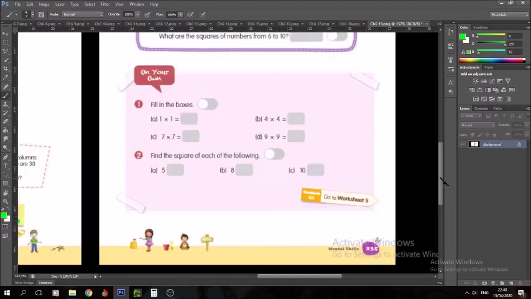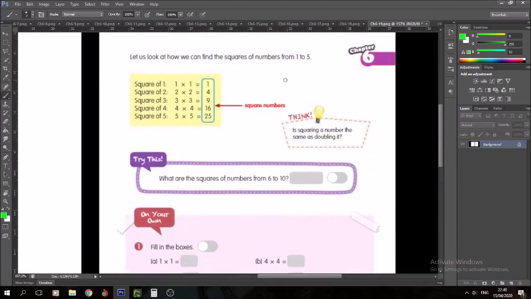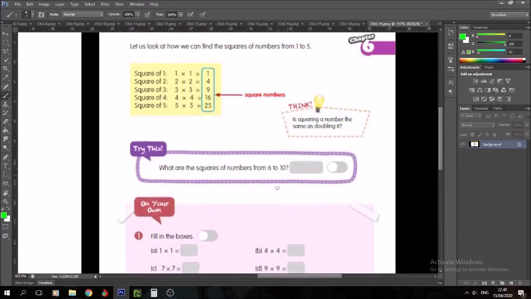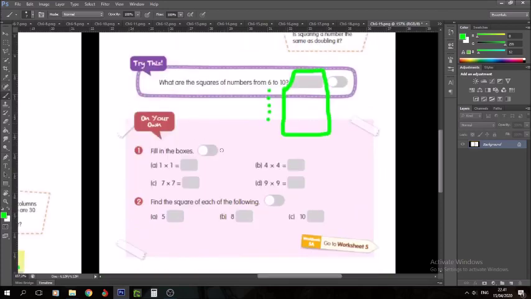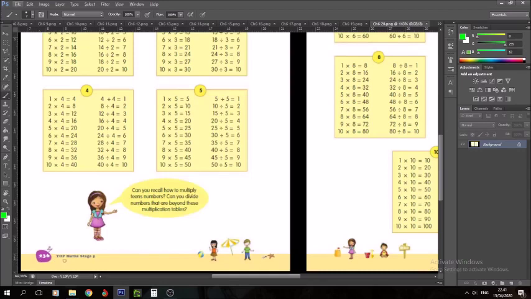Next, to page 235, try to find the square numbers from 6 to 10. That means 6 times 6, 7 times 7, 8 times 8, 9 times 9, and 10 times 10. Write it down here without using calculator or counting paper. I will skip on your own and go to page 236.